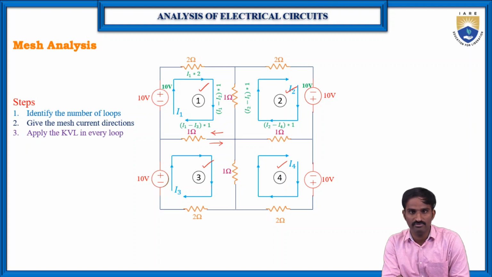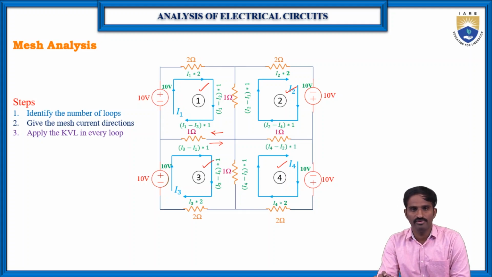But in loop 1 it is I1 minus I2 because there the reference current direction is I1. So don't get confused: here it is I1 minus I2 and here it is I2 minus I1. Then the voltage across the 2 ohm resistor is I2 into 2. In a similar way we can also write for loop 3 and loop 4, where we have I4 minus I3 and I4 minus I2 into 1.